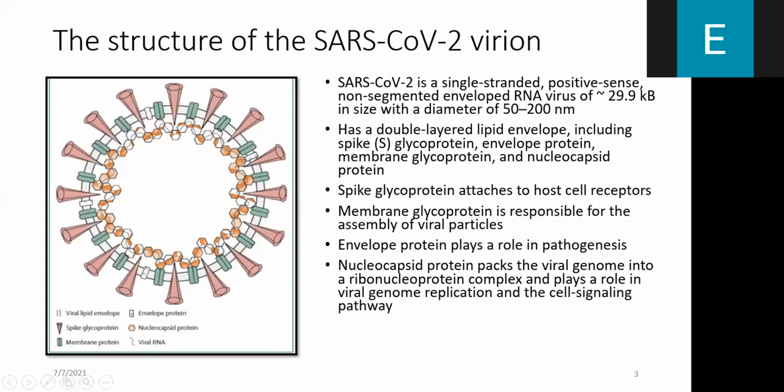This spike protein attaches to the host cells, and the other proteins also have different roles. For example, the membrane protein is responsible for the assembly of viral particles. The envelope protein plays a role in the pathogenesis, and the nucleocapsid protein packs the viral genome into a ribonucleoprotein complex, and also plays a role in the viral genome replication and the cell-to-cell signaling pathway.